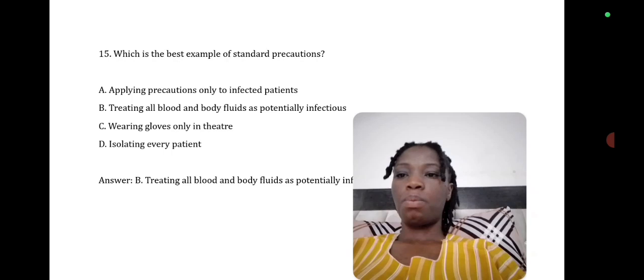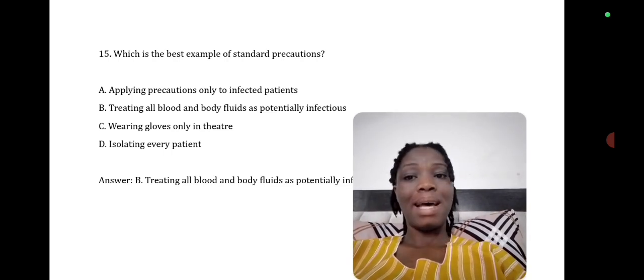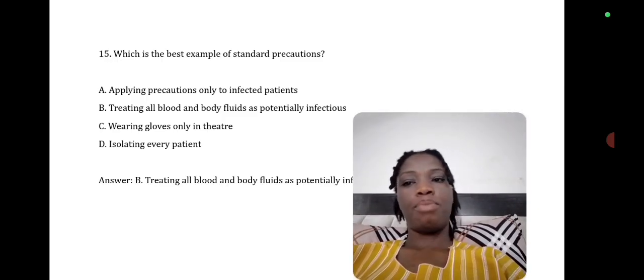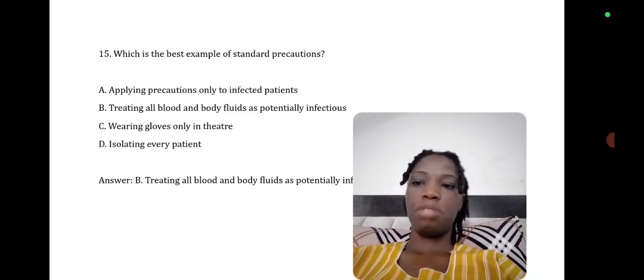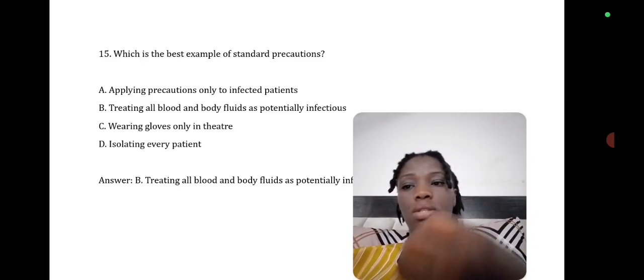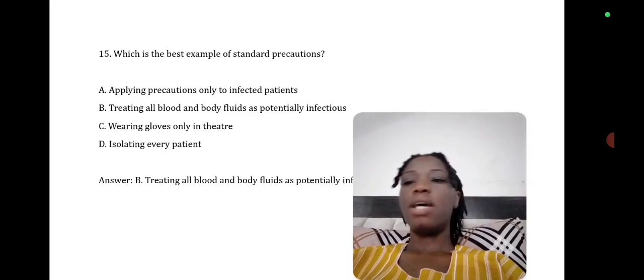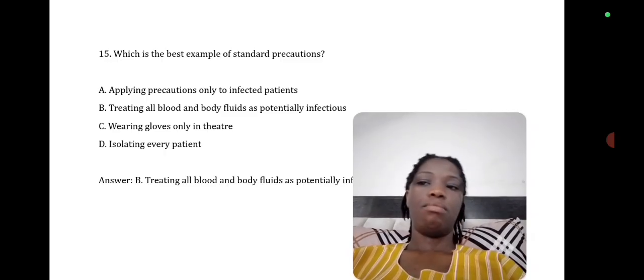Next question, 15. Which is the best example of standard precaution? A. They said apply precautions only to infected patients. B. Treat all and everything as infectious. C. Wearing of gloves. D. Isolate every patient. You cannot isolate every patient. Yes, wearing gloves only in theater. You wear gloves all the time.